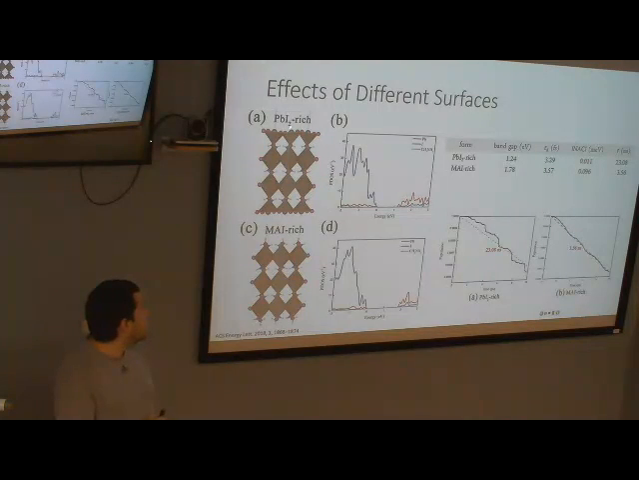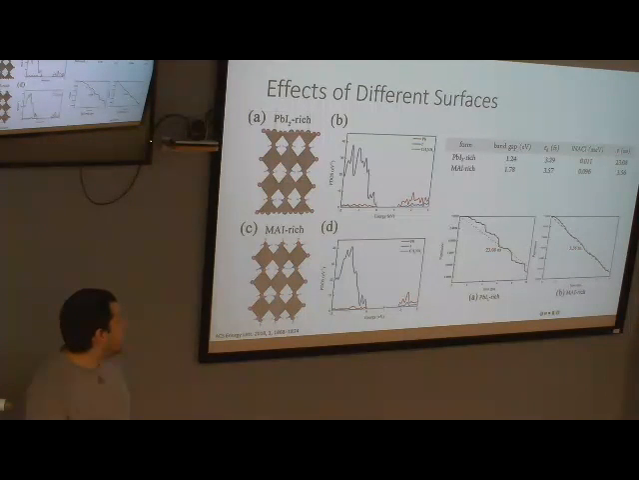So yeah, we look at the effects of two of them, a methyl ammonium iodide rich surface and a lead rich surface. Depicted by the black circle is the lead rich, and the pink dots referring to the iodides. Right here we see our A cation, or methyl ammonium iodide.